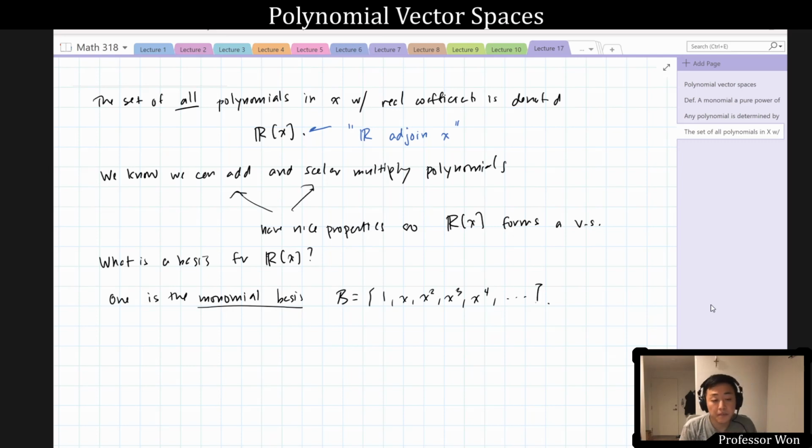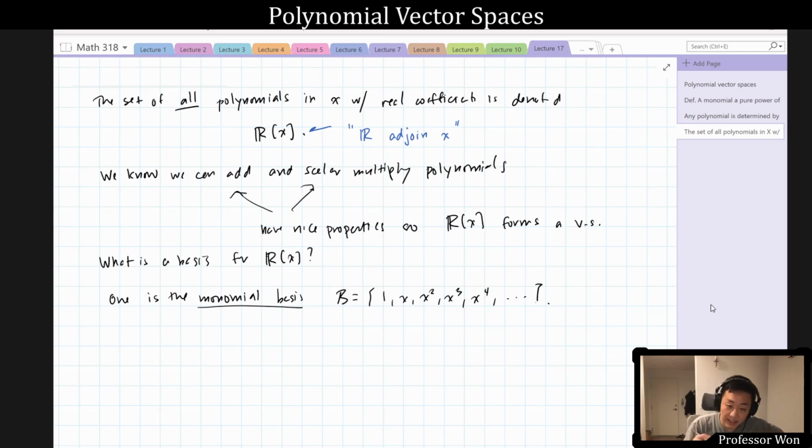You should think about why this is a basis. Well, first of all, every polynomial you can write as a linear combination of these monomials. In other words, every vector in R adjoin x you can write as a linear combination of these vectors. That means that they span. And then the 0 polynomial you could define to be 0 plus 0x plus 0x squared plus 0x cubed plus dot dot dot, right? And so the only way to get that as a linear combination of these basis vectors is by taking every coefficient to be 0.